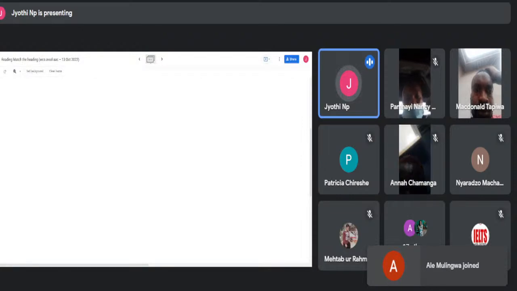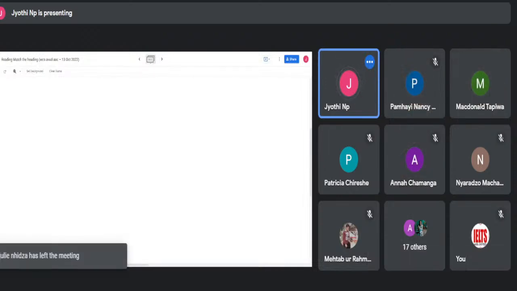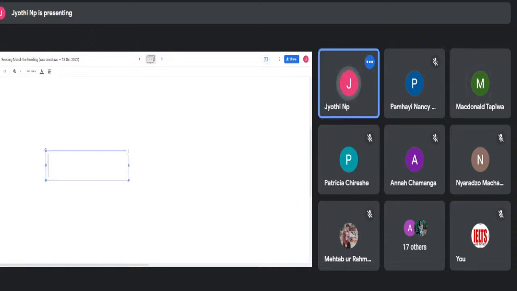So let's begin. The first thing is you need to read the first paragraph. When you're reading the first paragraph, your idea is to identify the main idea. You need to identify the main idea.